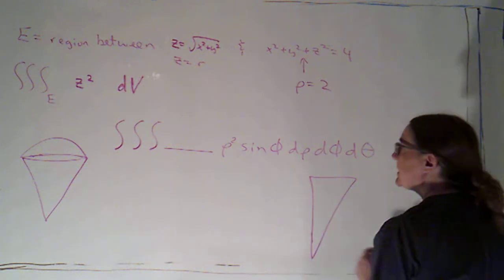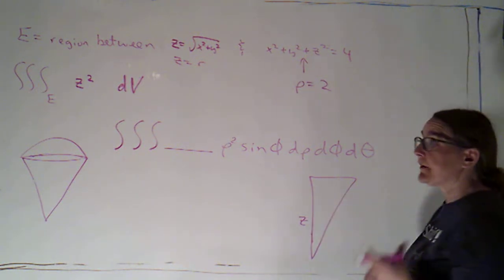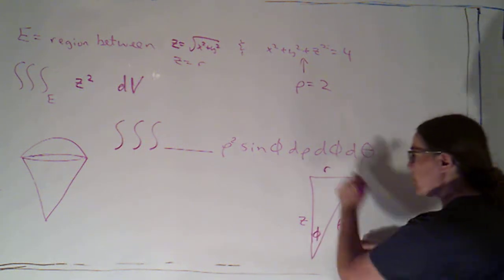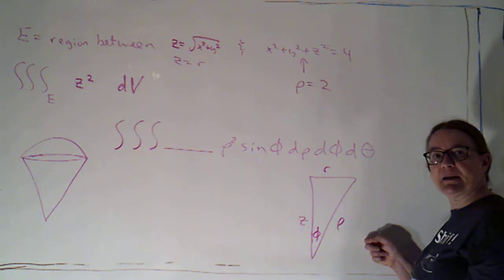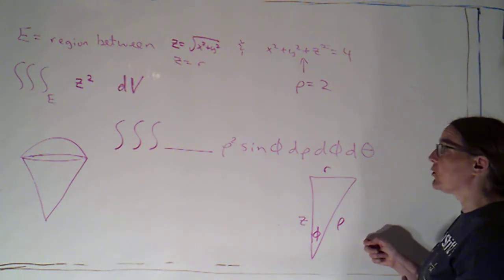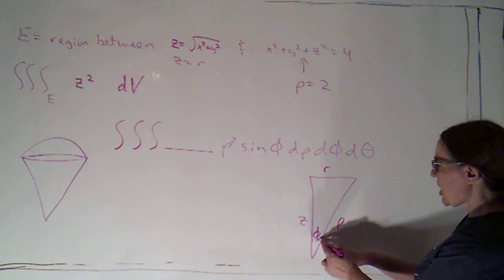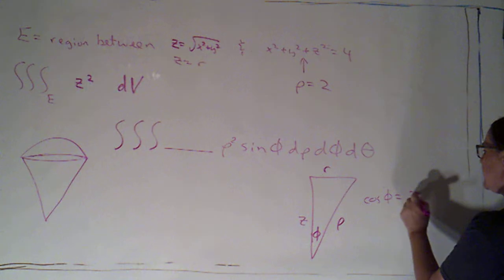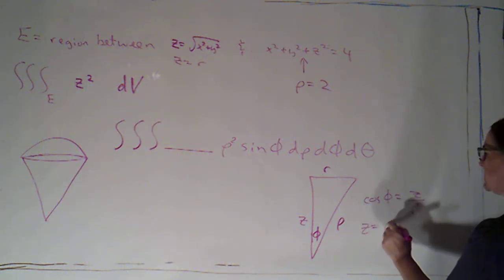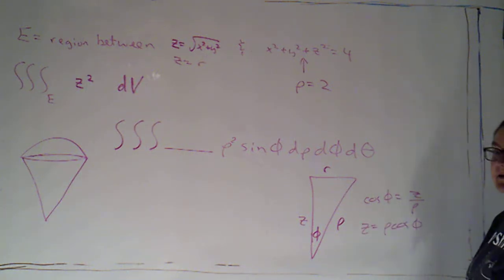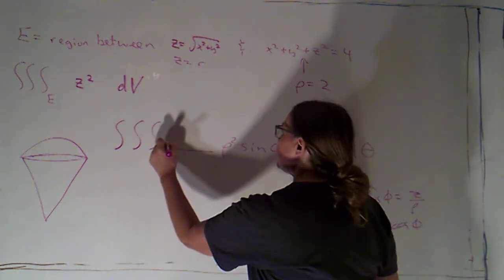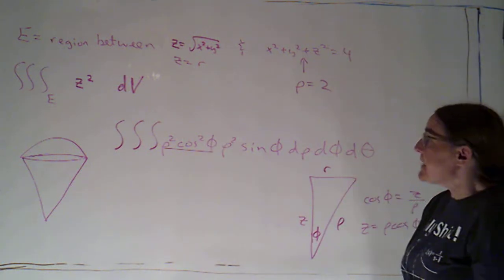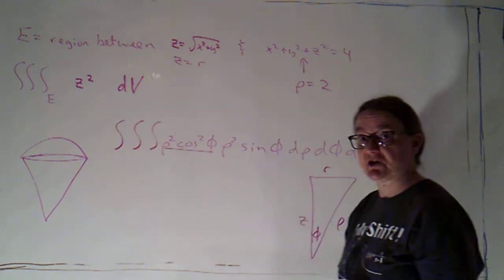Now, I know that z is not only a rectangular coordinate, but it's also a spherical coordinate. So that's really nice because it shows up in this triangle that helps me to convert between spherical and cylindrical coordinates. So if I look here, I can see that cosine of phi is equal to z over rho, and that means that z is equal to rho cosine phi. So z squared will just be rho squared cosine squared phi. So now we need to figure out our limits of integration.